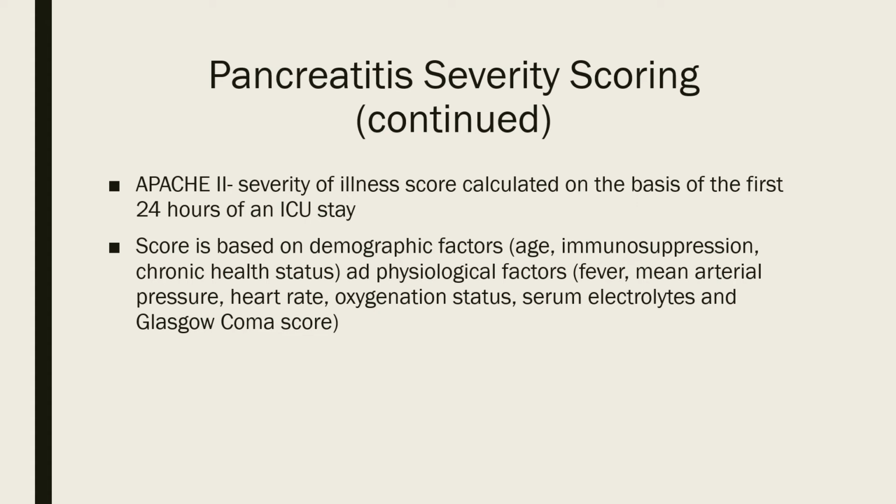The score will be based on demographic factors such as age, immunosuppression, their chronic health status, and physiological factors such as fever, their mean arterial pressure, their heart rate, their oxygenation status, their electrolytes, and we are going to also consider the Glasgow Coma score.